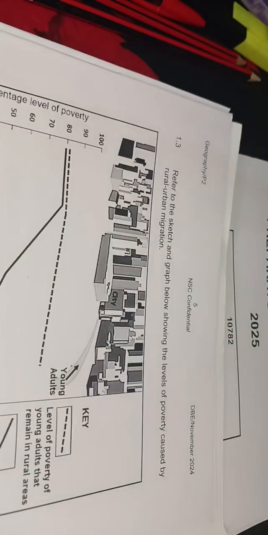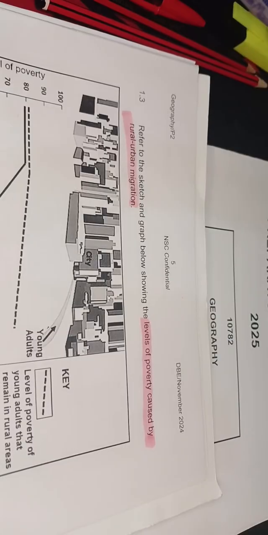So 1.3, what do we have? It says, refer to the sketch and graph below showing the levels of poverty. It's showing the levels of poverty caused by rural-urban migration. So the concept being assessed there is rural-urban migration, the movement of people from the rural to the urban areas, of course.